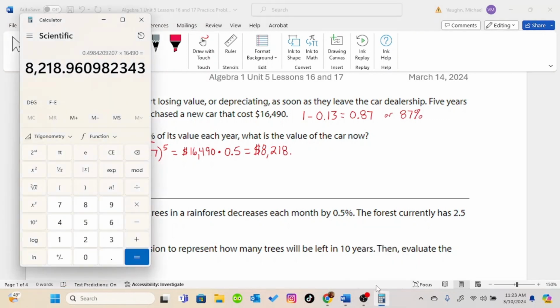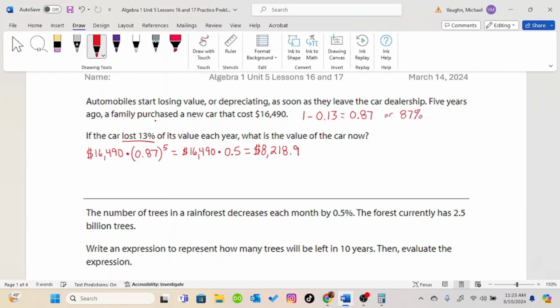And since it's money, we'll round it. The 0 tells us to keep the 6 the same, so that's 96 cents. So the value 5 years after buying the car is $8,218.96. If you have any questions about how I solved this practice problem, please use class time now to ask for further clarification.